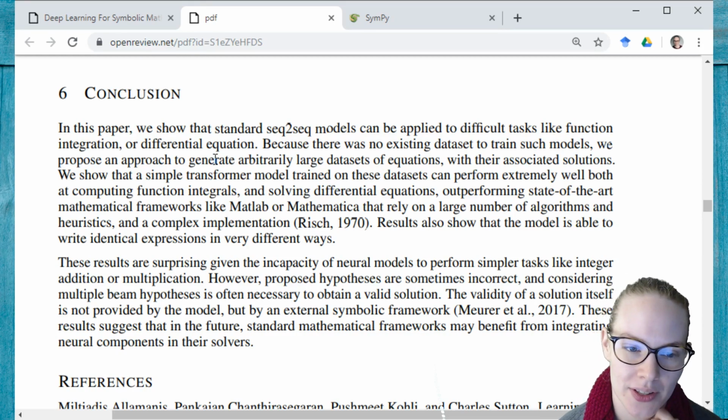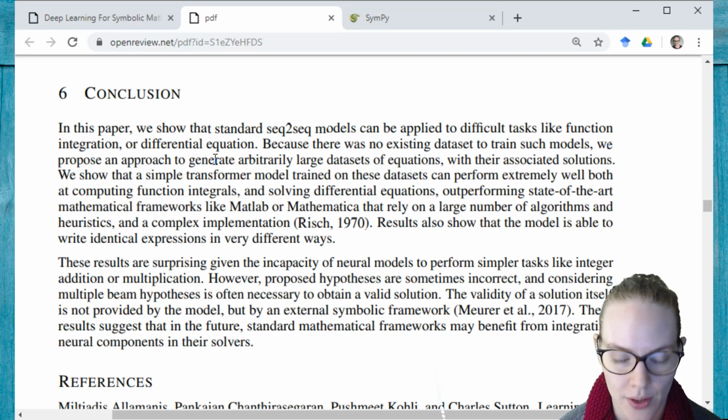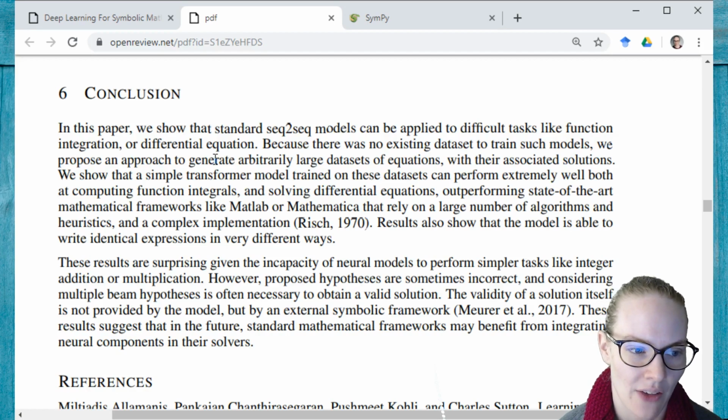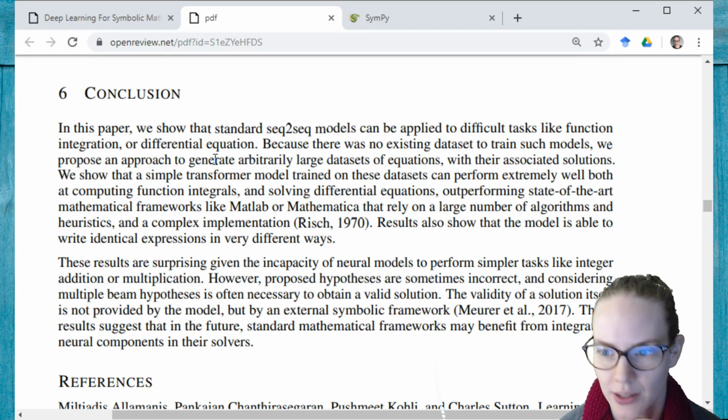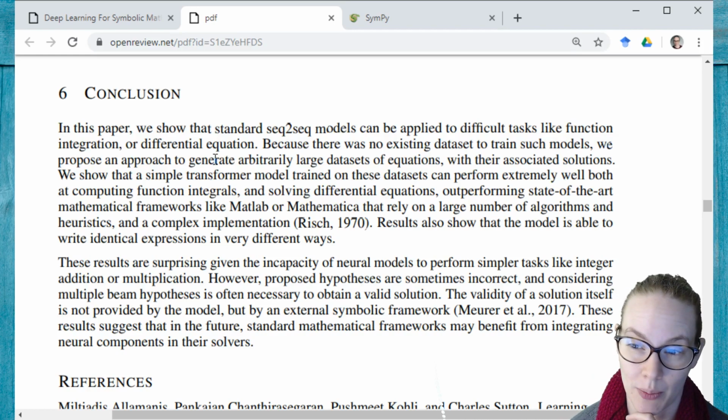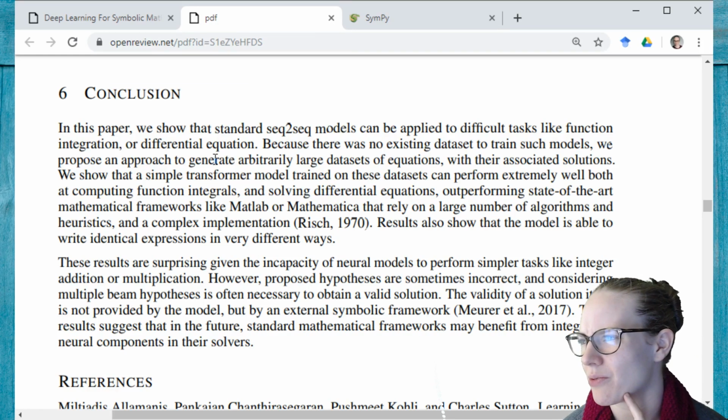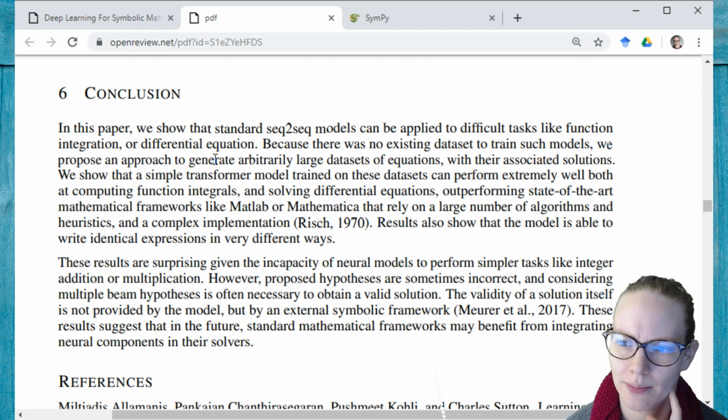However, proposed hypotheses are sometimes incorrect, and considering multiple beam hypotheses is often necessary to obtain a valid solution. The validity of a solution itself is not provided by the model, but by an external symbolic framework. Yes. So it's not like a reinforcement learning problem. Well, even in reinforcement learning, you usually specify your reward function.